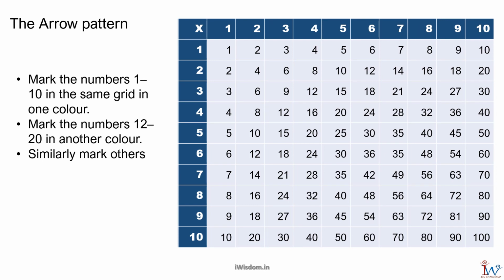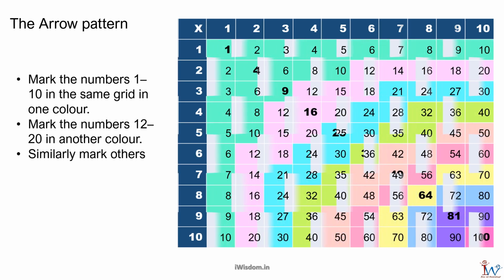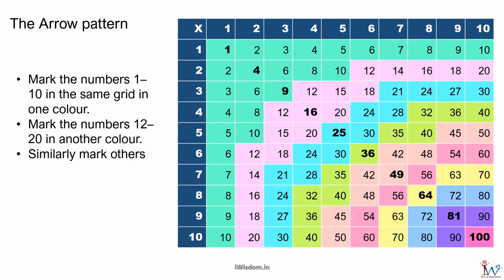Here is another interesting pattern. Mark the numbers 1 to 10 in one color. Mark the numbers 12 to 20 in another color. Similarly, mark the others as well. As you can see, it forms an arrow pattern, where the outer layer of the arrow has smaller numbers compared to the inner layers.